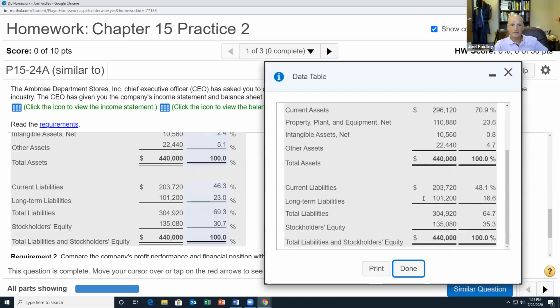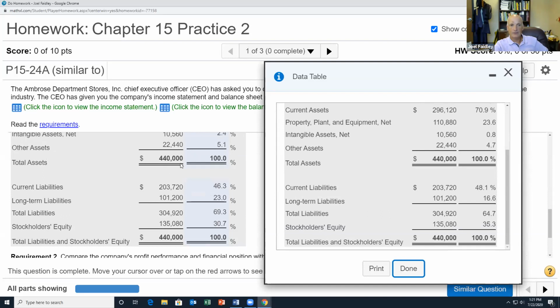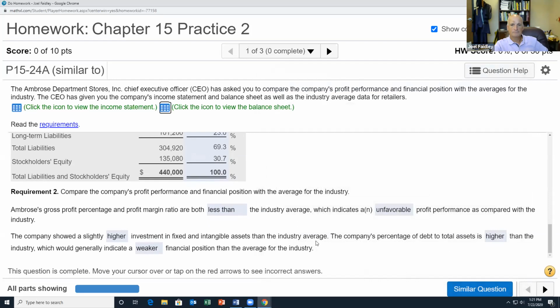And they've got liabilities as well. When you do the liabilities and equity side, again, it's still based on the 440 because it's based on liabilities and equity. So 203,720 is divided by 440. Don't make that mistake. I think it is 304. It's not. It's in relation to total liabilities and equity. You can read the bottom part there and gain an understanding of that.